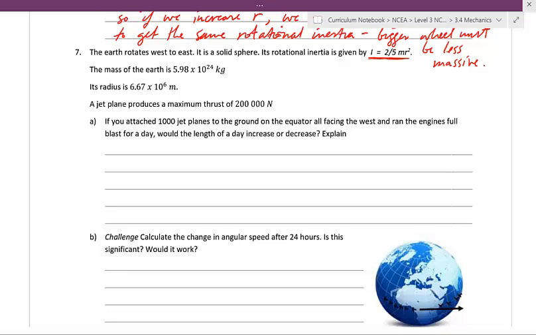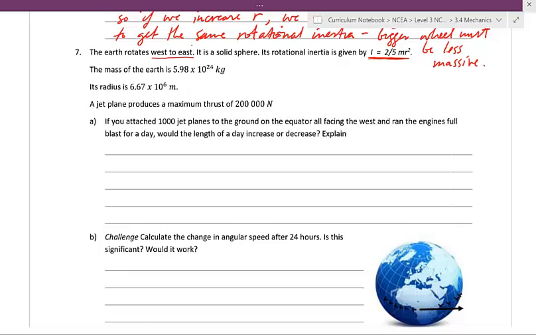Okay. So they're facing to the west, so they're going to be pushing it. So hold on, the Earth will rotate east to west. The jet planes are all going to be pushing the Earth to make it spin towards the west. So Earth spins west to east, so it's going to reduce the day, the length of the day.